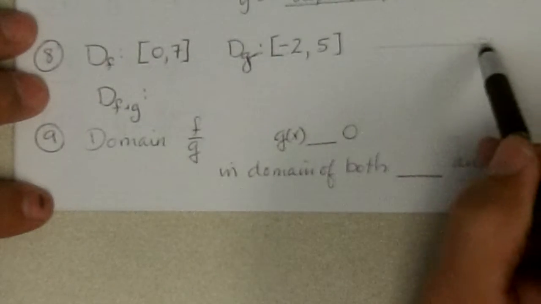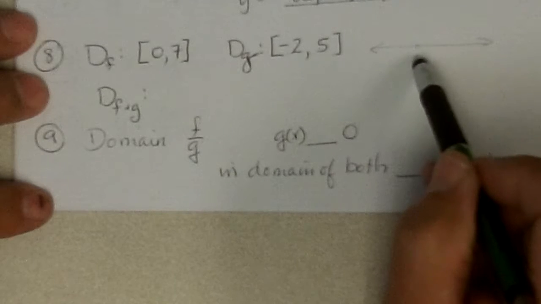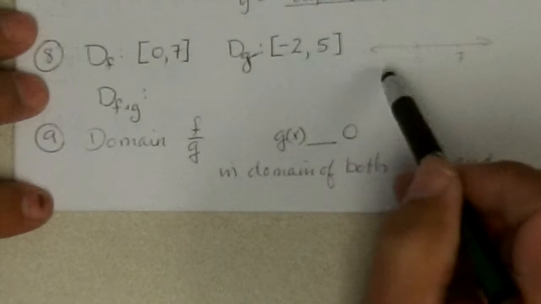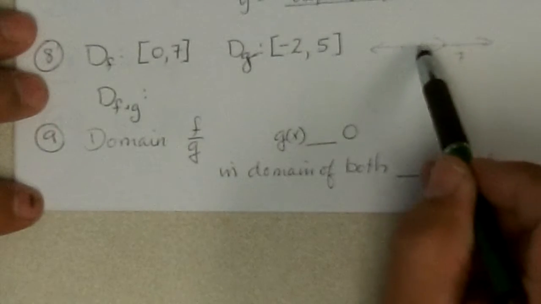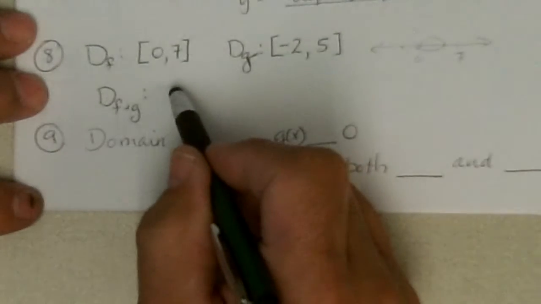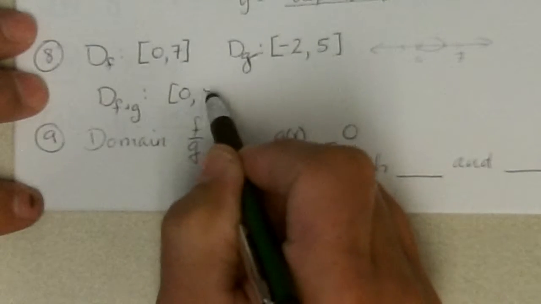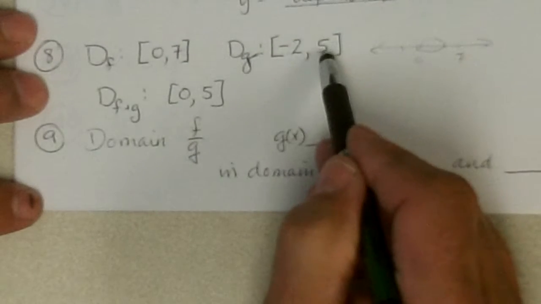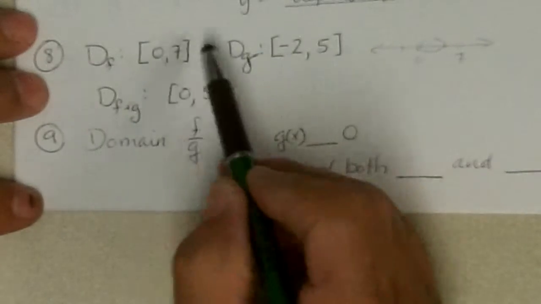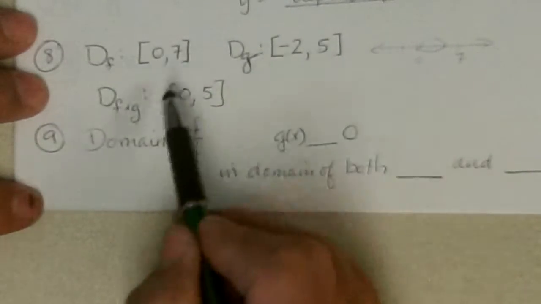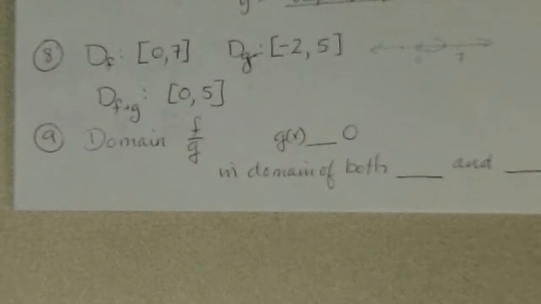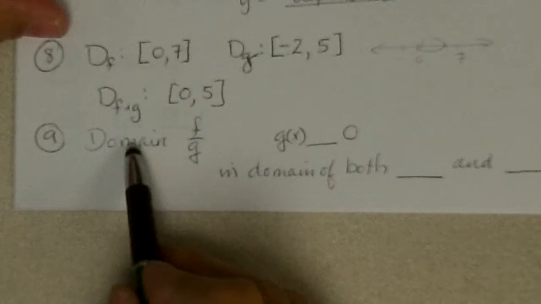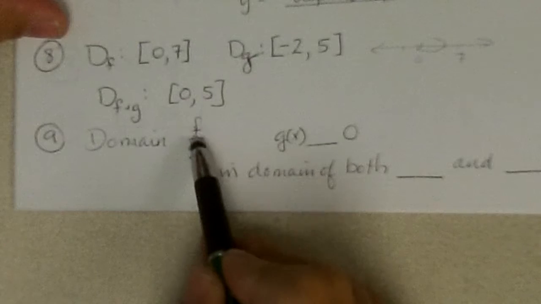And the only numbers that we know for both of them are from 0. Just take a look at the line. We know one from 0 to 7, the other one from minus 2 to 5, and so the only ones we know for both of them are from 0 to 5 inclusive. We know how to do 5 in both of them, we know how to do 0 in both of them, and we know the numbers between those for both of them. So that's the domain of the sum of the functions.